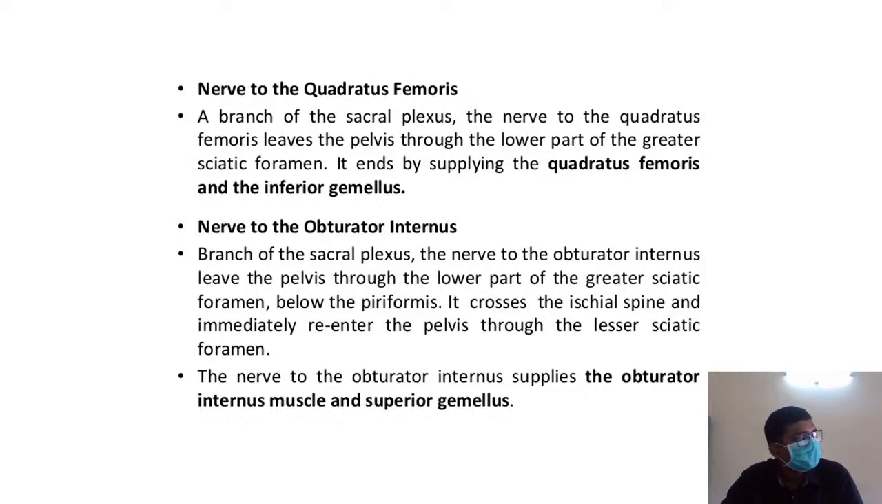Now the next nerve, the nerve to the obturator internus. It is a branch of the sacral plexus, and the nerve to the obturator internus leaves the pelvis through the lower part of the greater sciatic foramen below the level of the piriformis. It crosses the ischial spine and immediately re-enters the pelvis through the lesser sciatic foramen. So the nerve to the obturator internus supplies the obturator internus muscle and also the superior gemellus muscle.